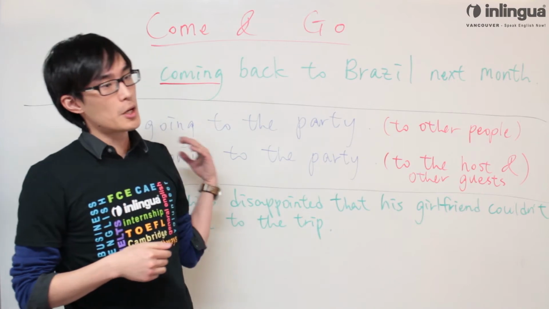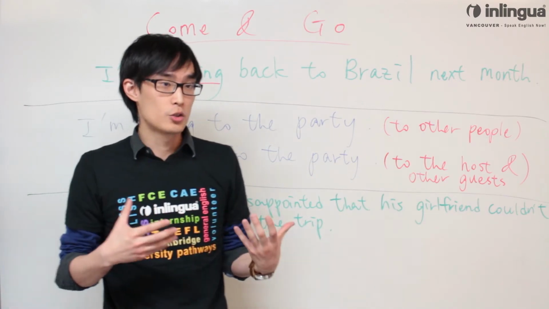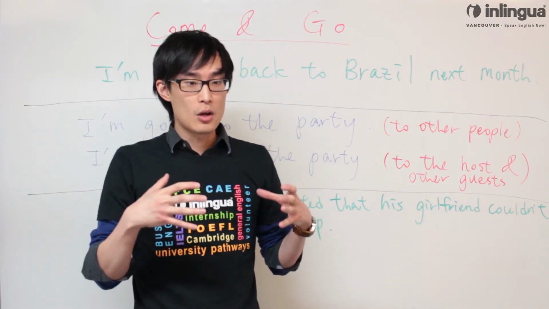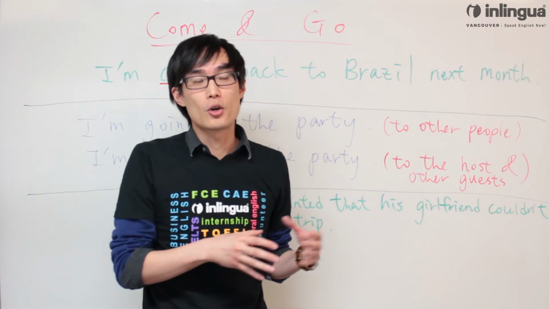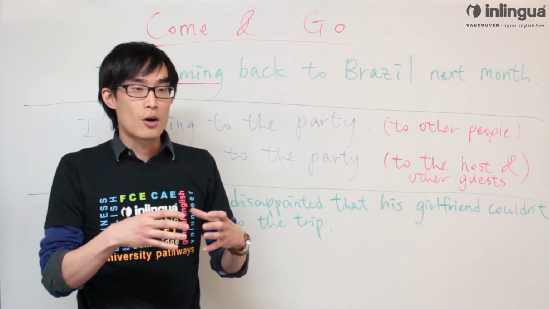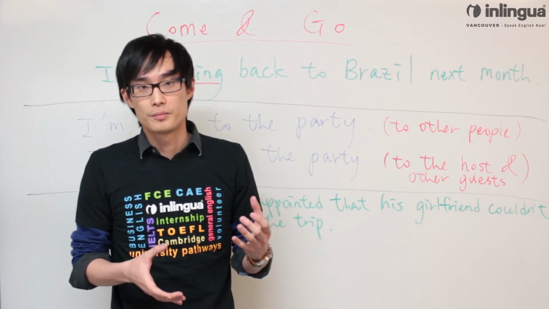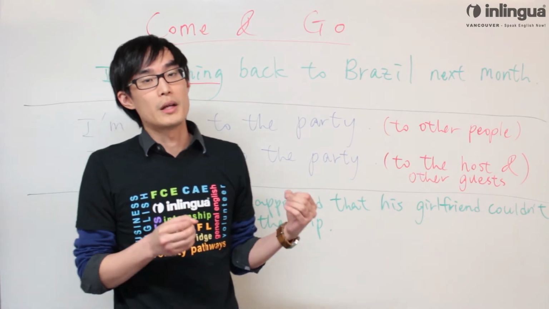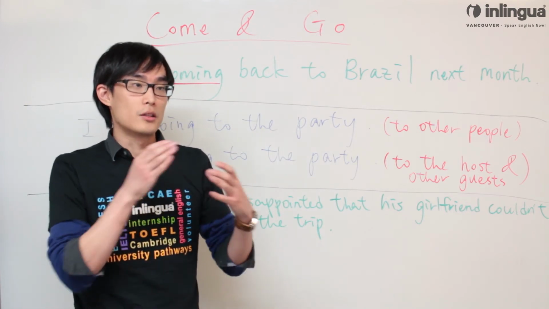However, when you say, "I'm coming to the party," then you're probably talking to maybe the host of the party, or maybe some other guests, people who have already decided that they're going to the party. Whether they've already decided they're going, or whether they are the host, then you're looking at the whole thing from their standpoint. So they are at the party, and you're coming to them. You say, "I'm coming to the party." So both sentences would be correct, but it all depends on which position you are at, and from which standpoint you are looking at the situation.